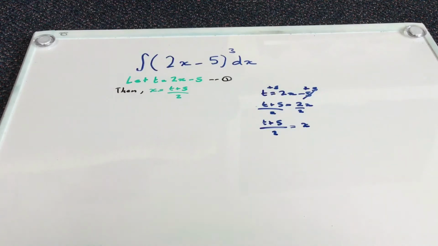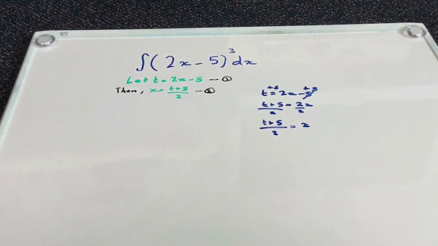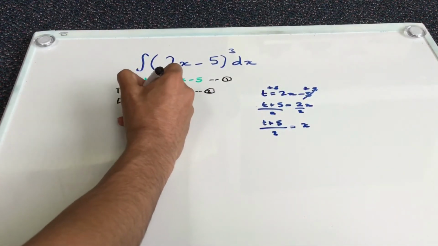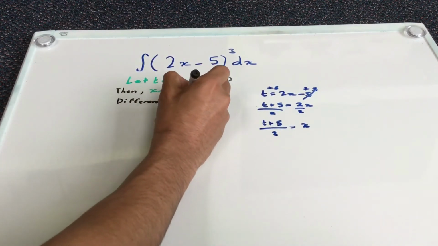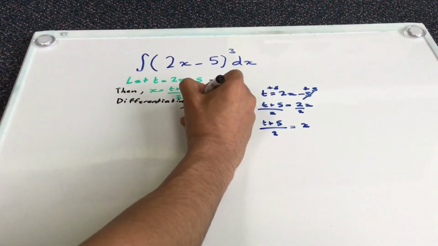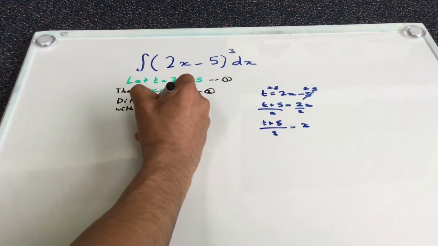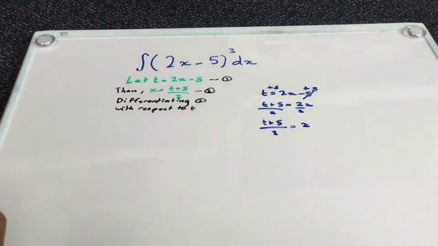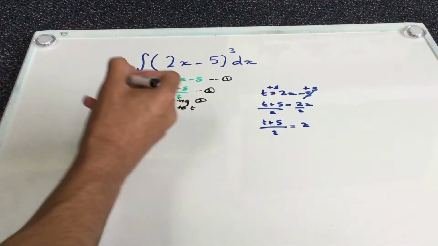Okay, so carrying on. We're going to name this equation 2. So that's equation 2 now. And now we're going to differentiate. Differentiating equation 2 with respect to t. Okay, so how do we write this? We're going to denote it with dx over dt.